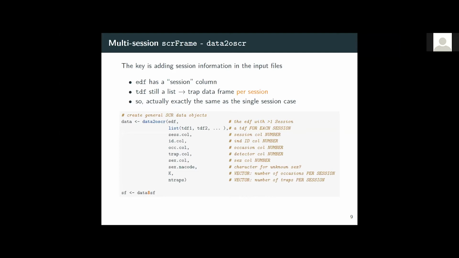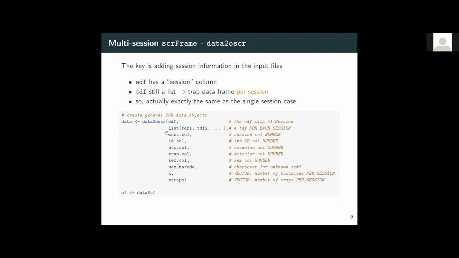So for the TDFs, they're not going to neatly stack on top of one another. That's why we keep it as a list. So we're going to package up all of our session-specific TDFs in a list. So really, this is the only thing that's changed so far. Instead of having one trap deployment file for the single session data object, now we're going to have a TDF for every session that's in our analysis. And for every TDF, there's going to be a chunk of this EDF that has the session identifier.